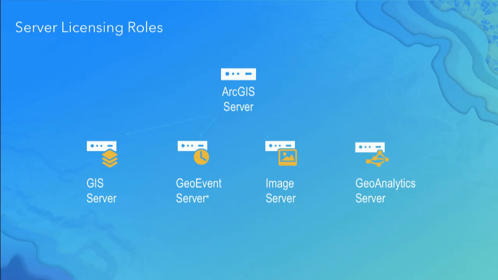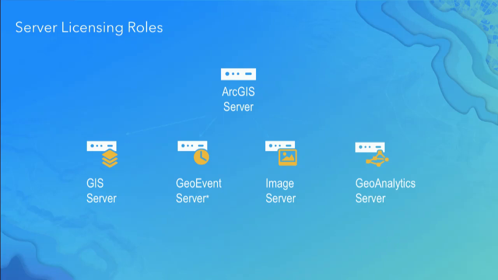And essentially, we've got 4 different combinations of functionality that we call server licensing roles. So once you apply one of these licenses to your ArcGIS Server installation, that ArcGIS Server becomes a specific type of server. It has a certain role, a mission in life. The first one is the GIS Server. And this is what many of you will probably think of as traditional ArcGIS Server-like functionality. Ability to publish map services, geoprocessing services, feature services, and so forth.